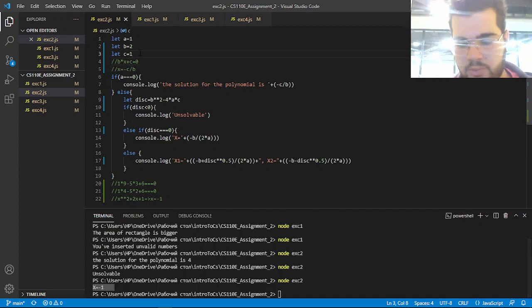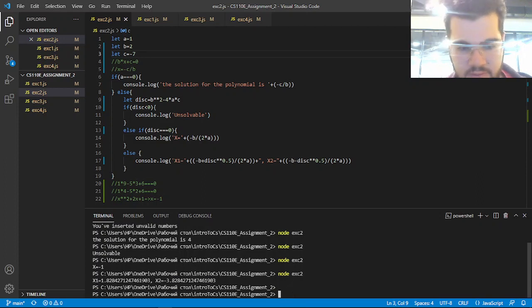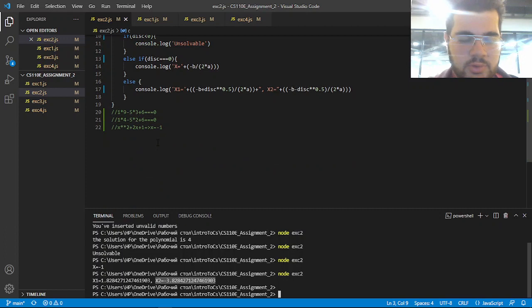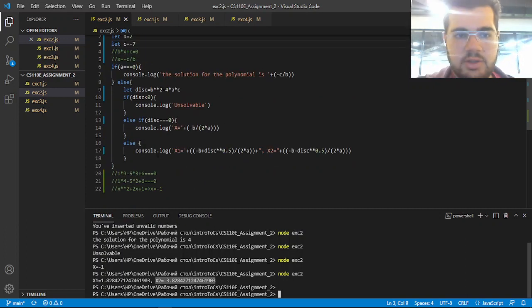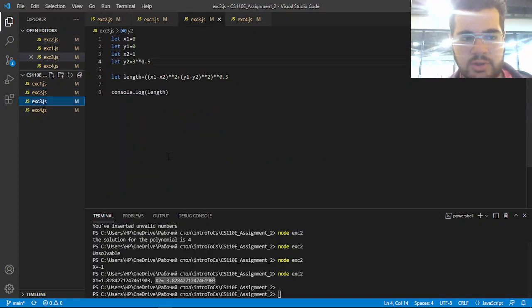And if we put here something like minus 8 or 7, it will have two solutions, and the program will print those two solutions. So the code works fine and correct. Let's go to the next task.